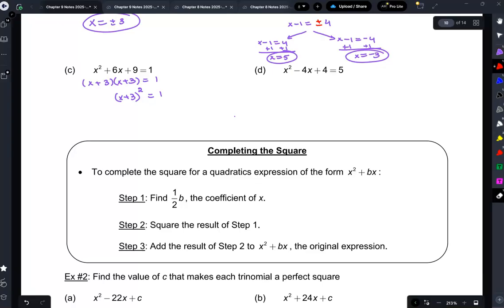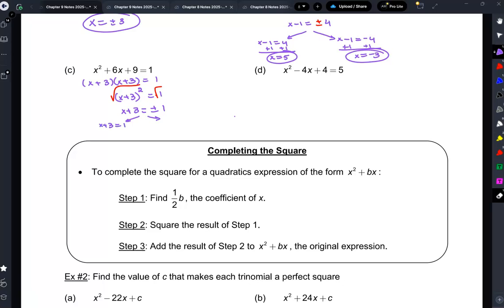Now, I take a square root of both sides. x plus 3 is plus or minus the square root of 1, which is 1. And now I get two equations. x plus 3 equals 1. x plus 3 equals negative 1. Minus 3, minus 3. x equals negative 2. Minus 3, x equals negative 4.